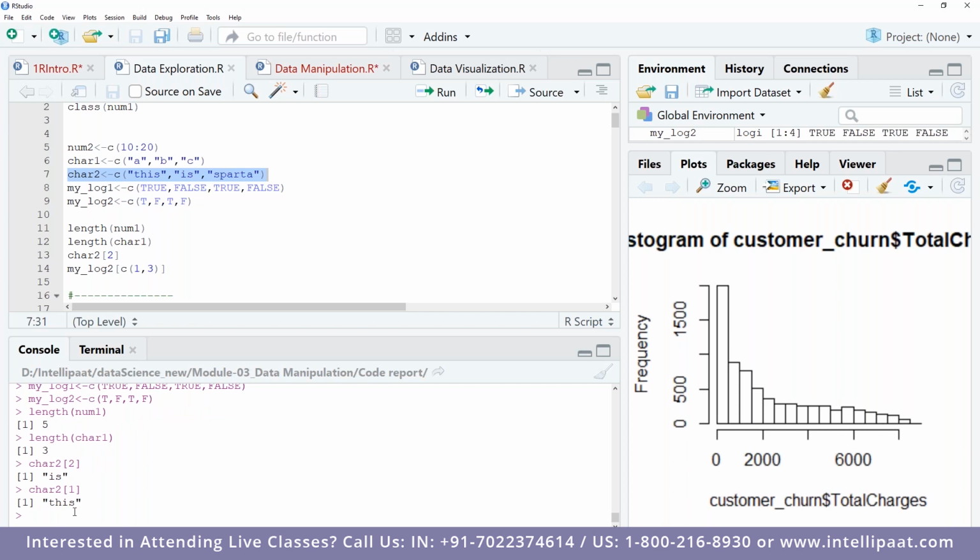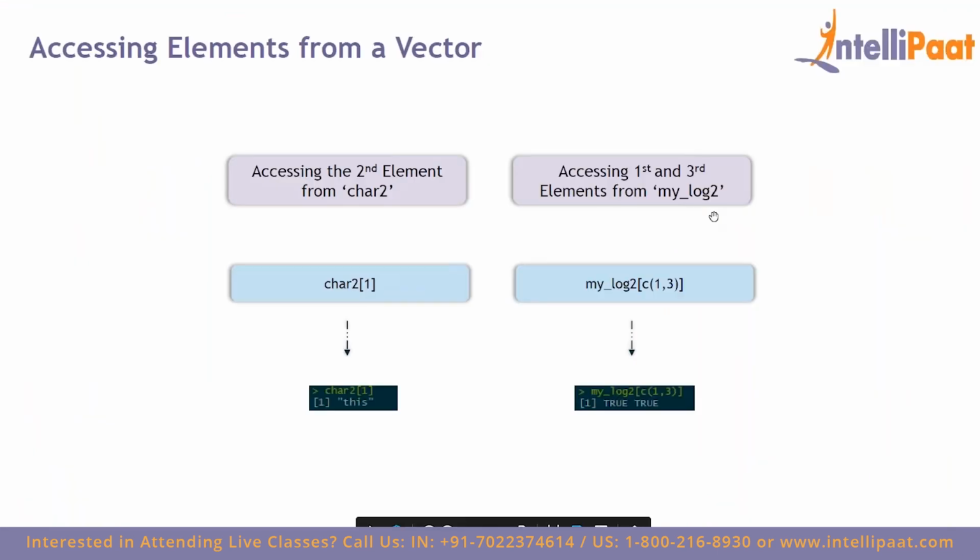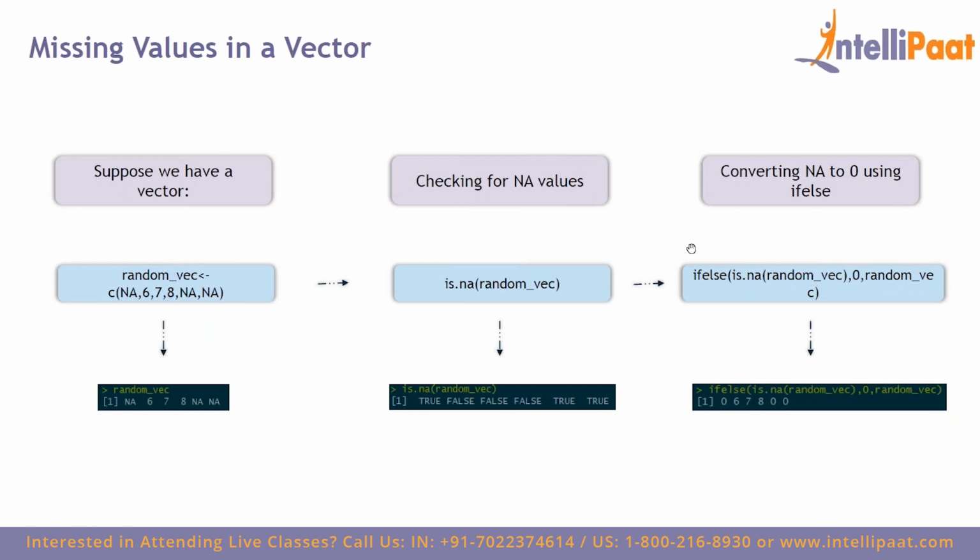Additionally, if you want more than one element to be printed, or returned. So for example, for my log2, you want the first and the third element. So what do we do? Basically, it expects a vector of 1 and 3. So this is like we want first and third elements. So true and true, first and third. It starts with the 1 here. You can observe here, right? When we are saying character 2 of 1, it gives me this. Okay, I think we have seen this.